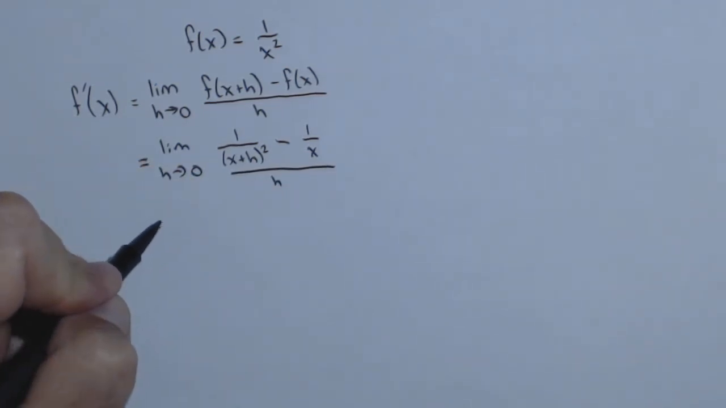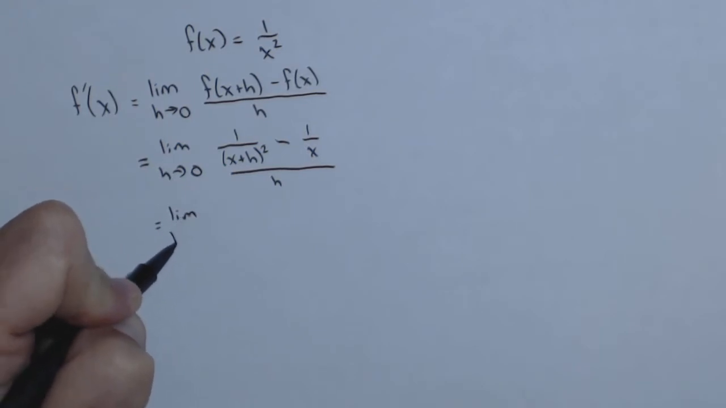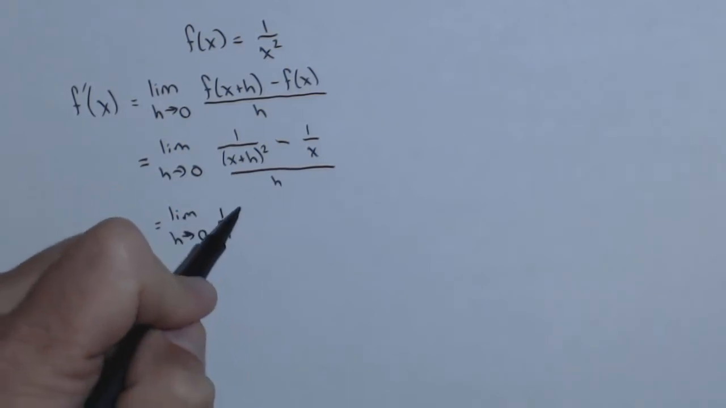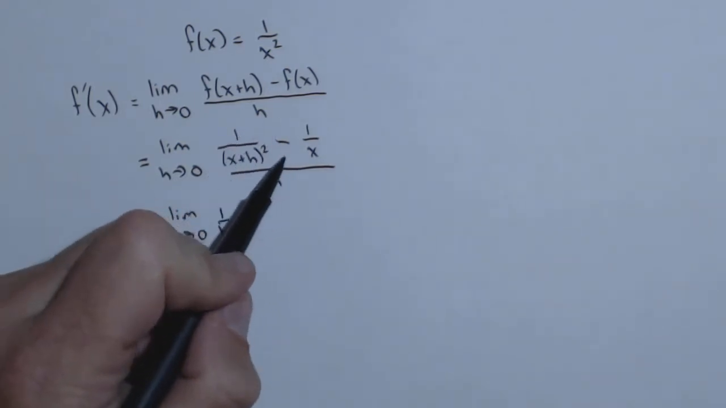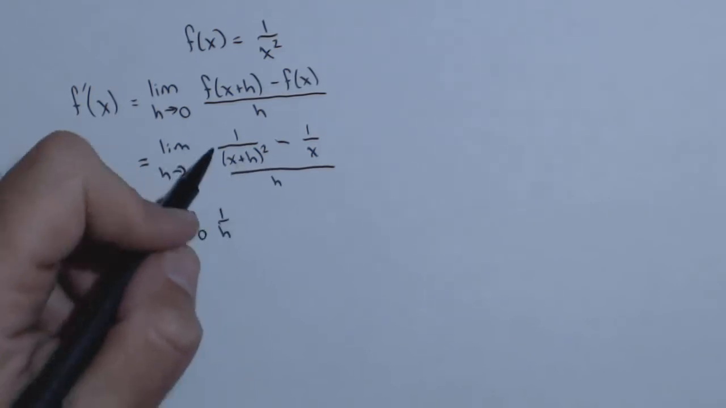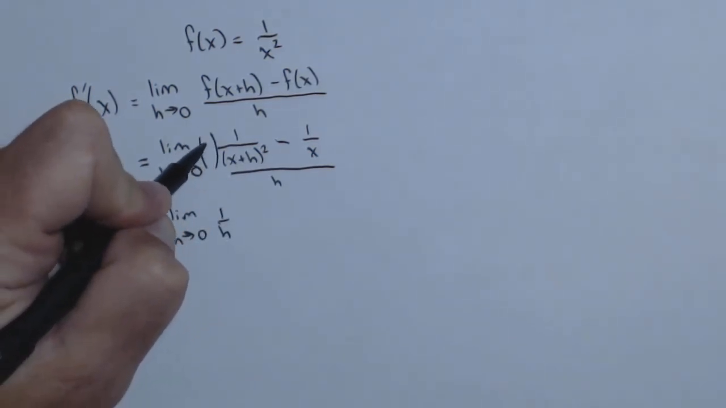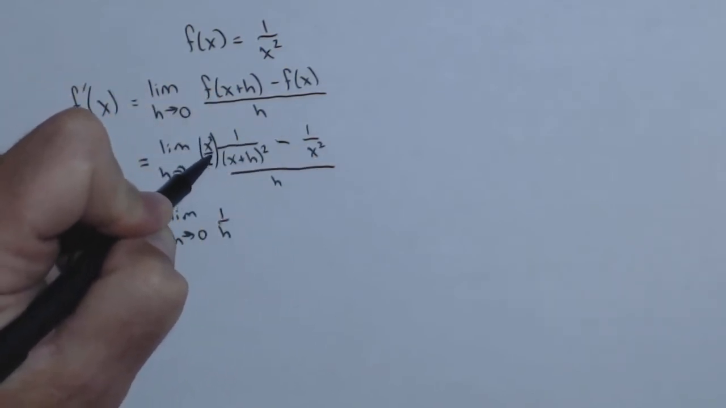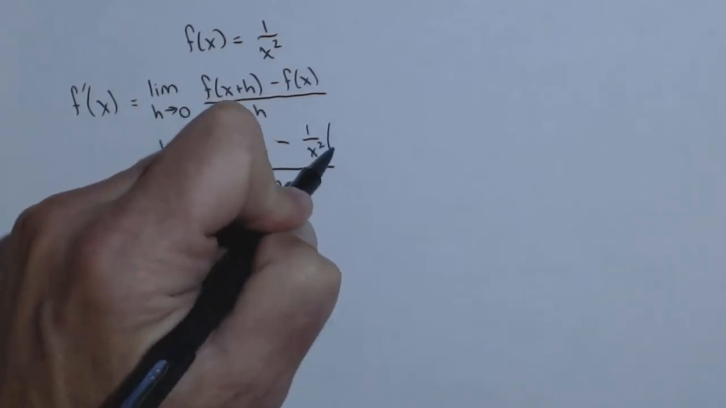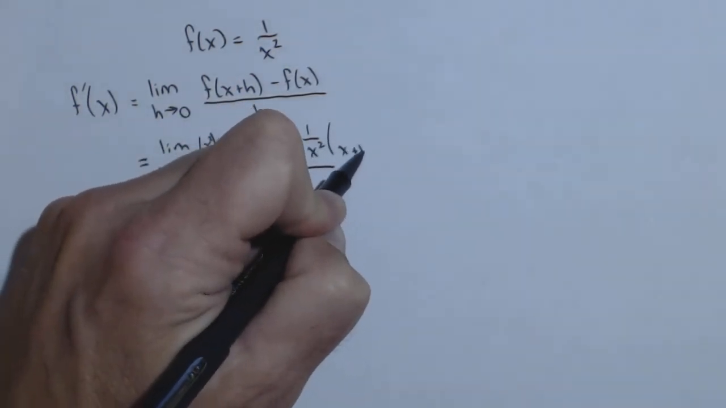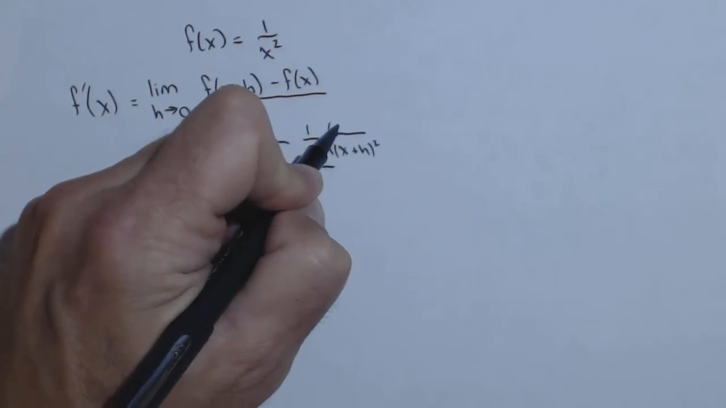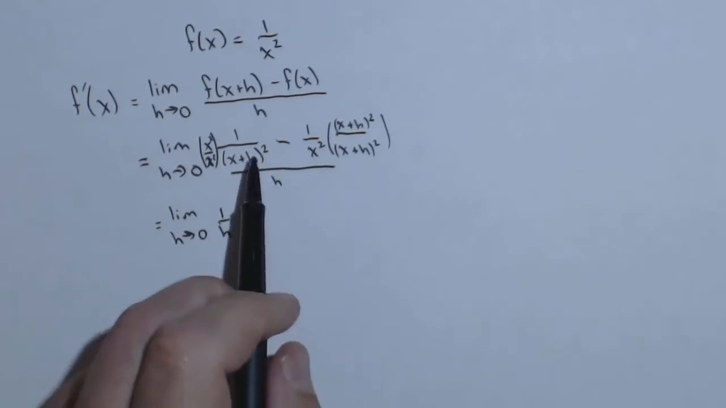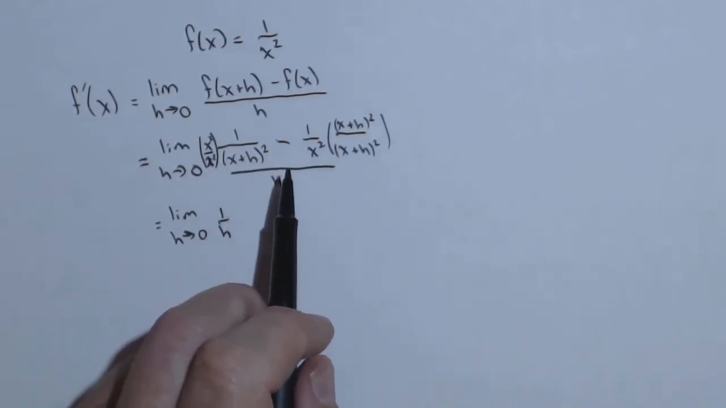Now one thing that might make this a little easier to deal with is, instead of dividing by h, we'll think of it as multiplying by 1 over h, so we don't have the fraction in the fraction. And here we're going to need a common denominator. So I'm going to multiply this one by x squared over x squared, and this one by x plus h squared over x plus h squared to give me a least common denominator of x squared times x plus h, the quantity squared.